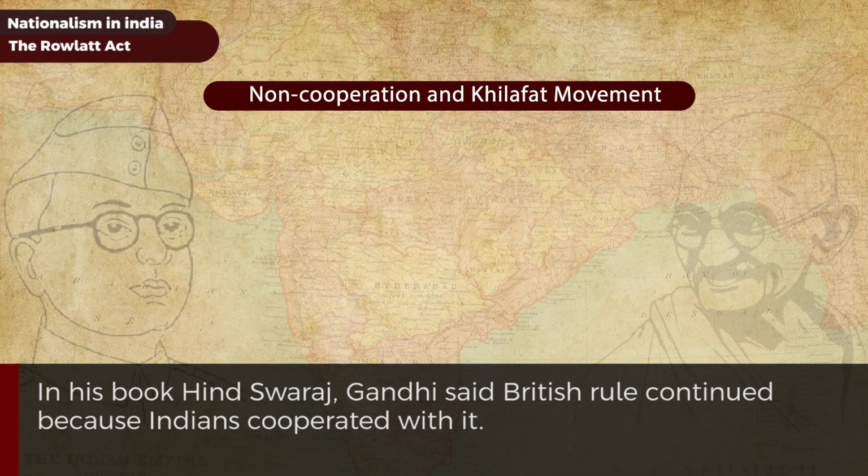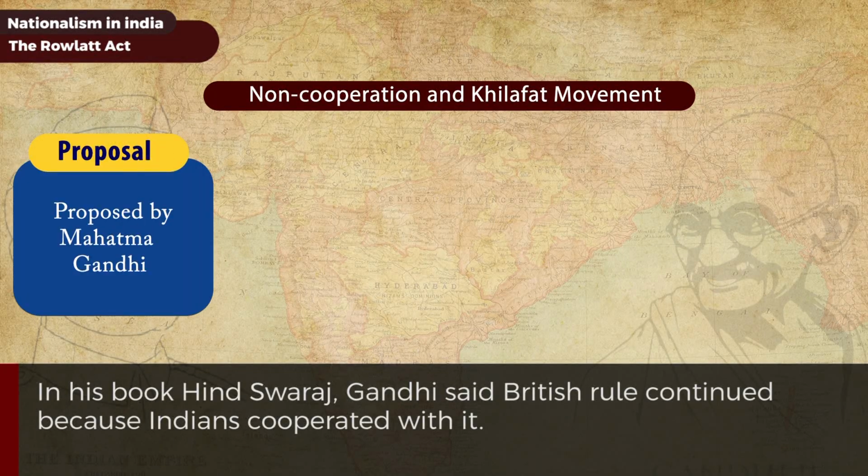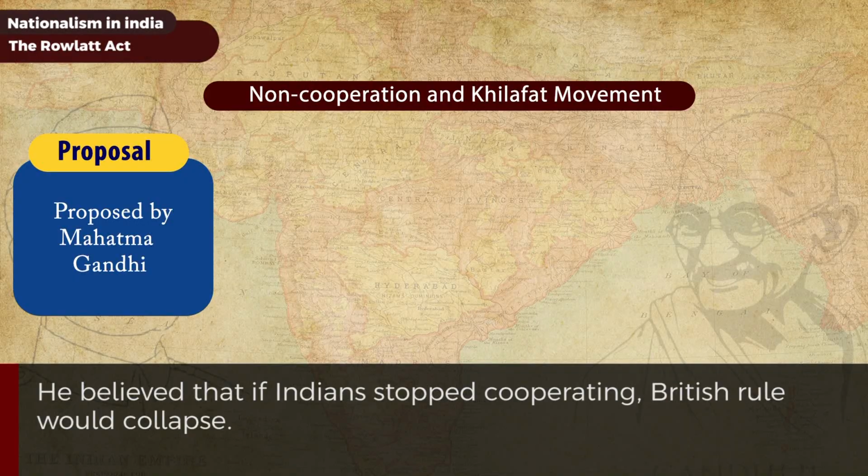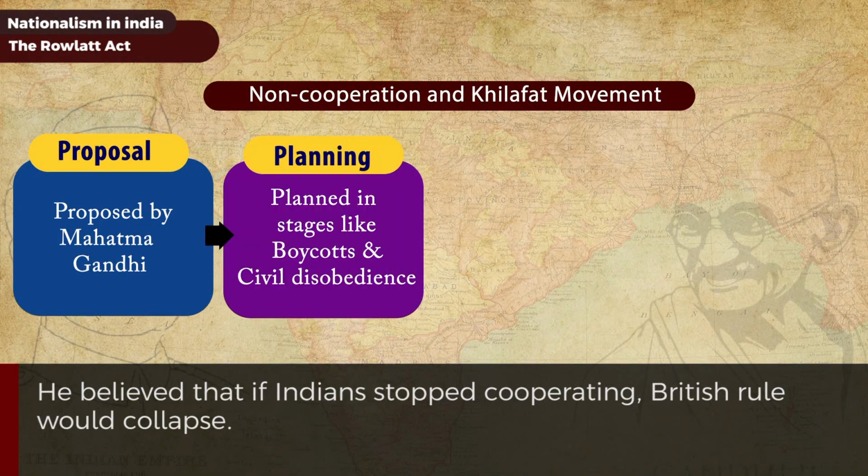Why non-cooperation? In his book Hind Swaraj, Gandhi said British rule continued in India because Indians cooperated with it. He believed that if Indians stopped cooperating, British rule would collapse.